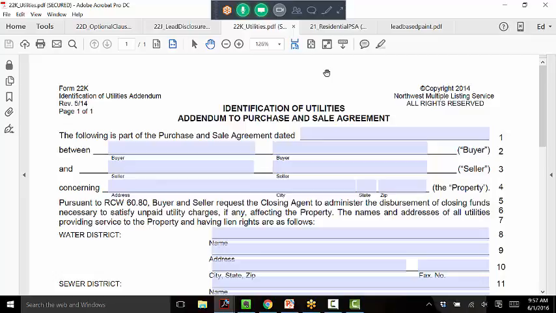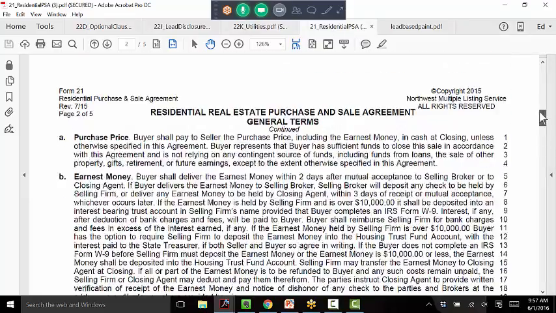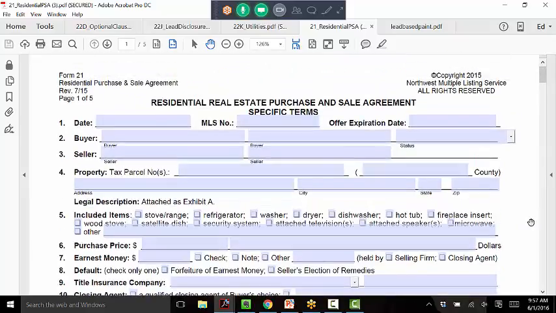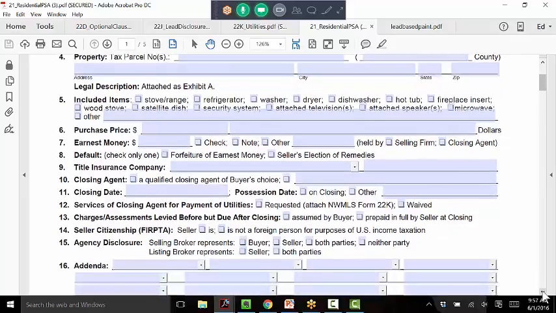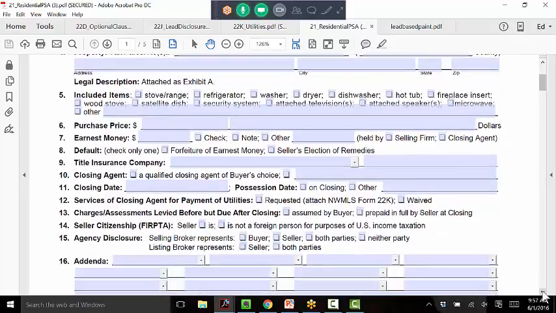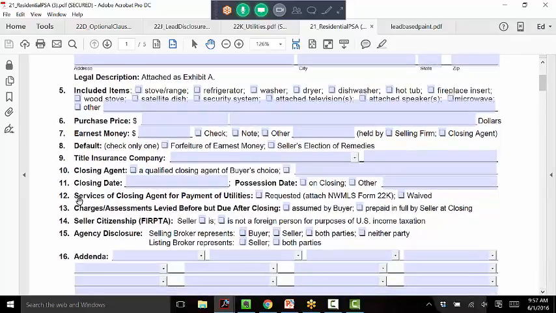So I think before we dive into the form, we should talk about what triggered the use of this form. And it's actually specific term number 12, services of closing agent for payment of utilities is either requested, in which case you attach Form 22K, or waived, in which case you don't attach Form 22K.